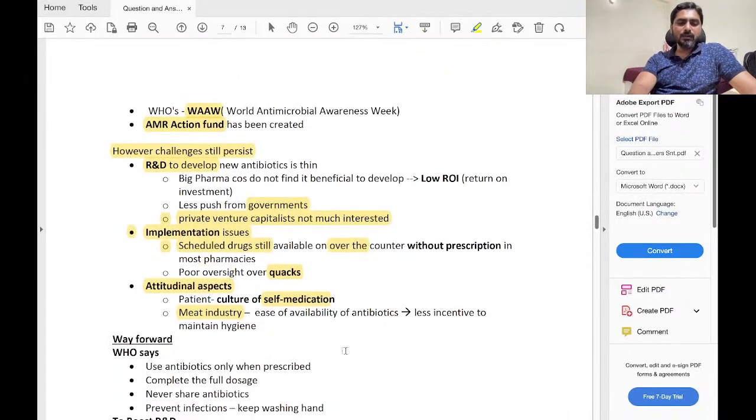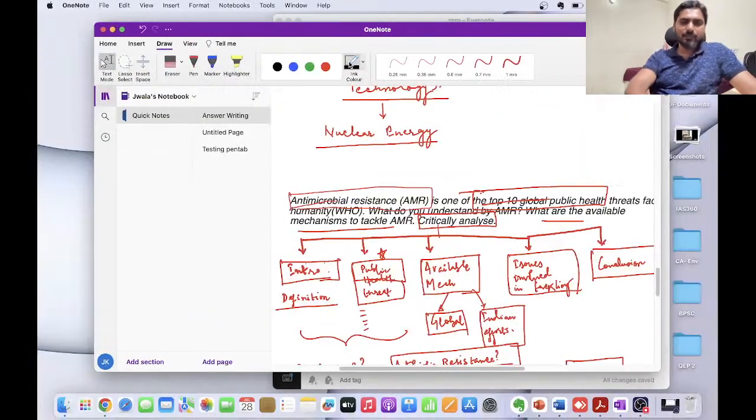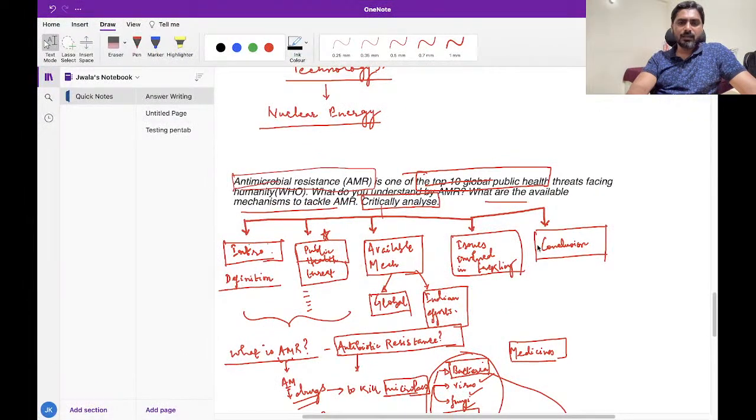Now, see, in order to write a conclusion in such a type of question, what are the available mechanisms to tackle AMR? Critically analyze. We have seen these aspects. In order to write a conclusion here, you can overturn some of the issues that we are facing, or you can mention WHO's suggestions with respect to AMR.